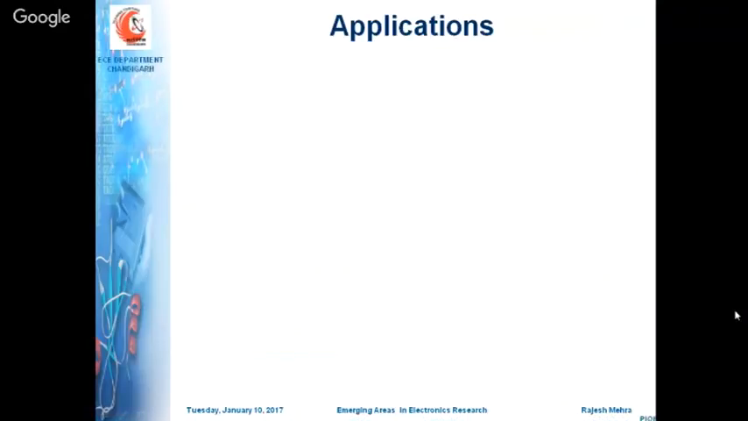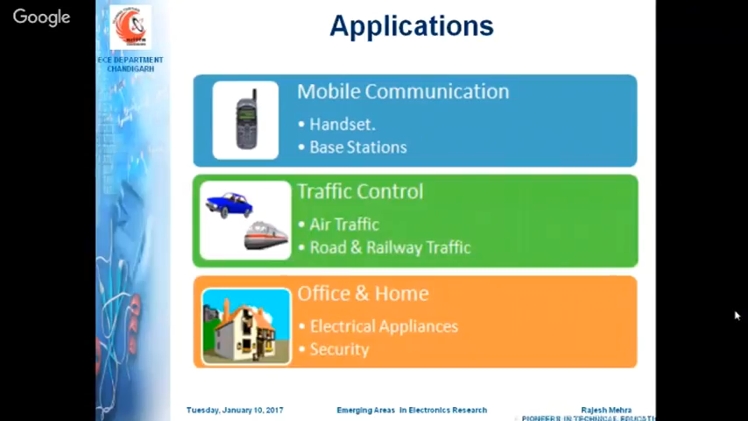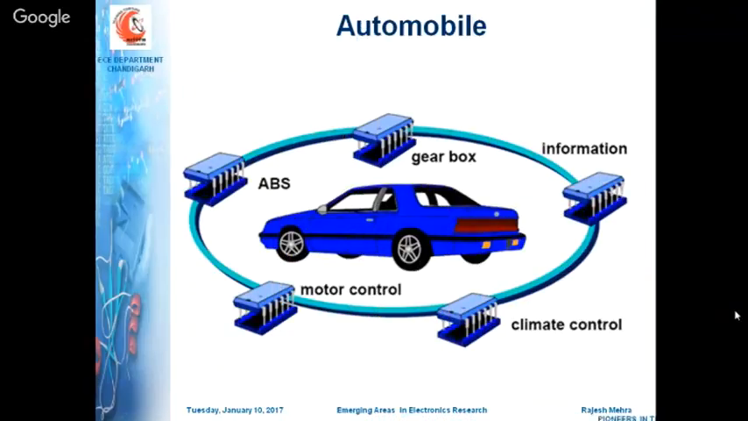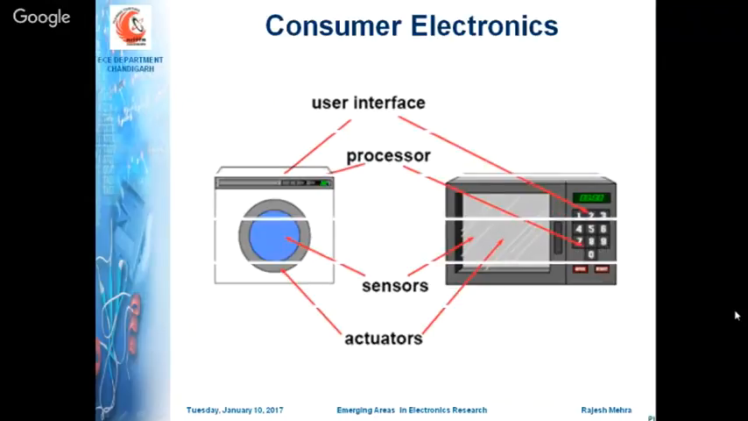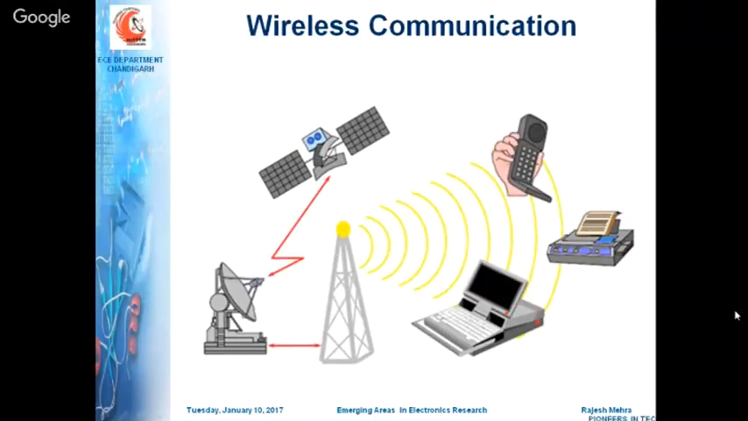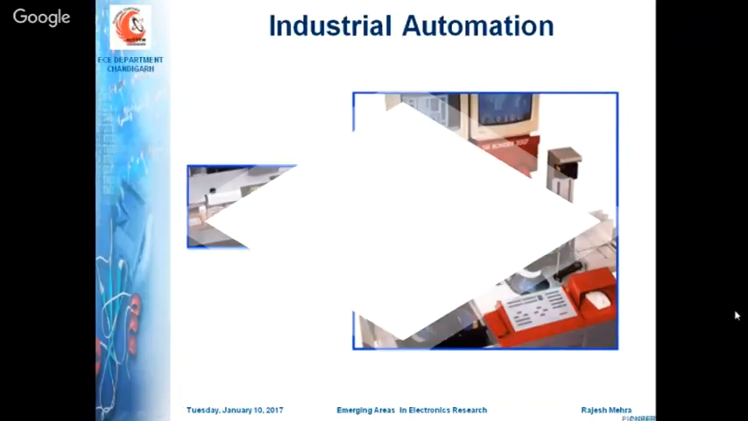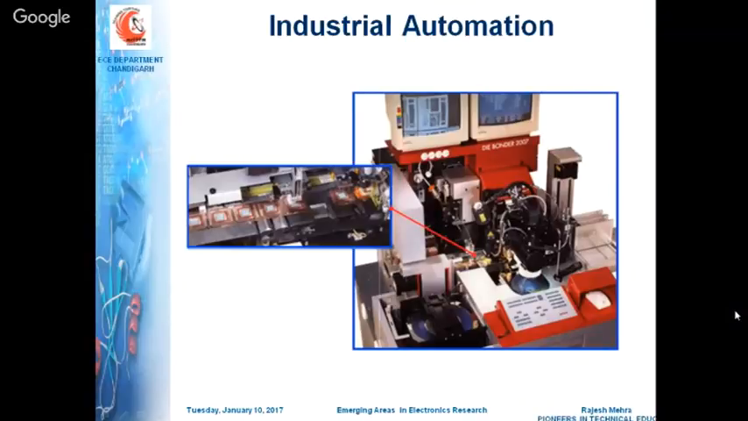And finally, different applications where we can perform our research. Applications: mobile communication, traffic control, office and home automation, automobile. You can use research in this area. Consumer electronics is there. Then wireless communication. At present 5G is going on. Industrial automation. You can use your research in industrial automation also.